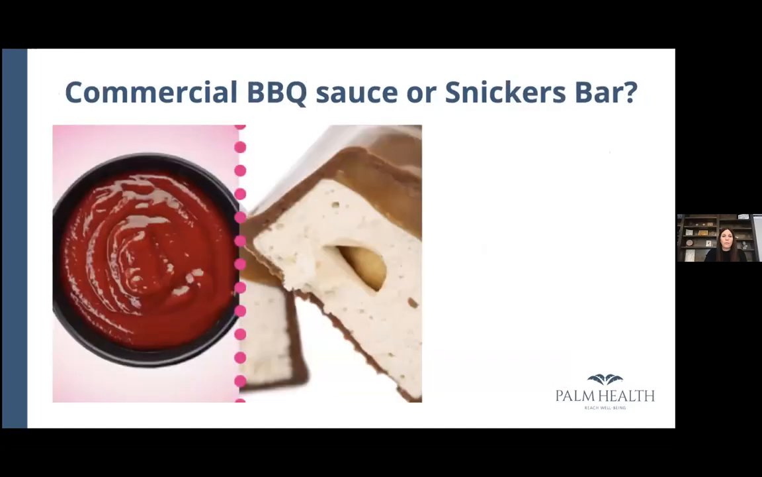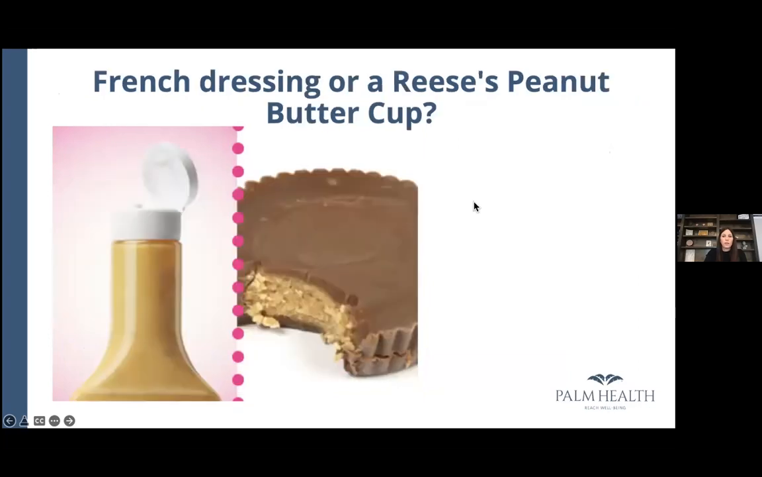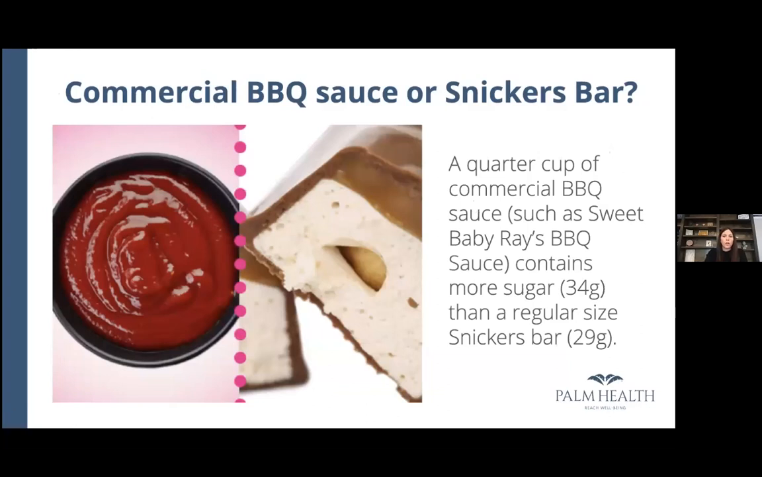So one of the exercises that we can do is just taking a look at everyday items, something like commercial barbecue sauce or Snickers, thinking about which of these items has more added sugar in it. So a quarter cup of commercial barbecue sauce, something like Sweet Baby Ray's, contains more sugar than a regular size Snickers bar. So that's something to keep in mind. When we drench our hamburger or our ribs with barbecue sauce, we're really adding a lot of flavoring that contains a lot of sugar to our meal.